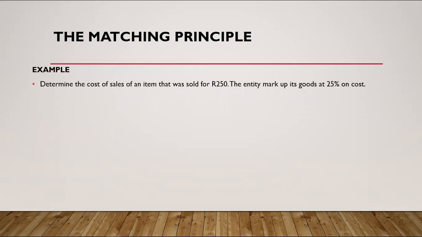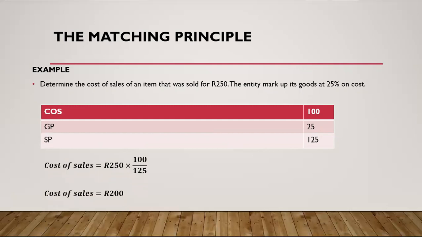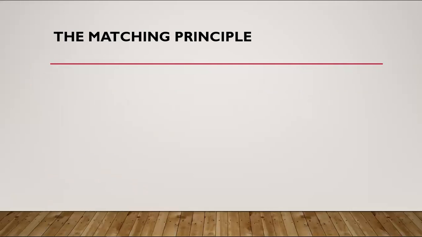What about this here? You have to do this quick table, and you realize cost of sales will be equal to 250 times 100 divided by 125, which will be 200. All right, try this one out.